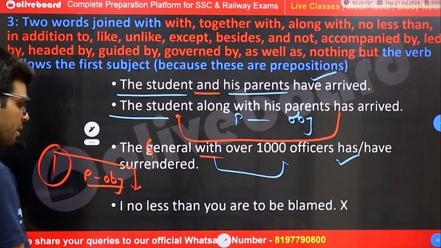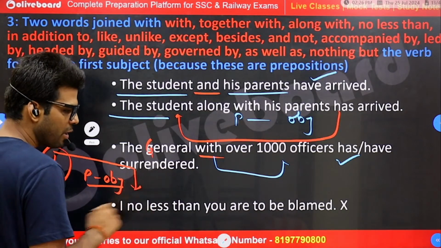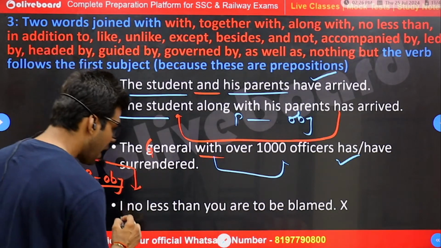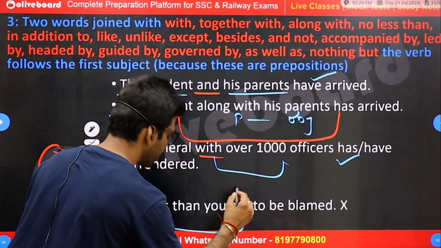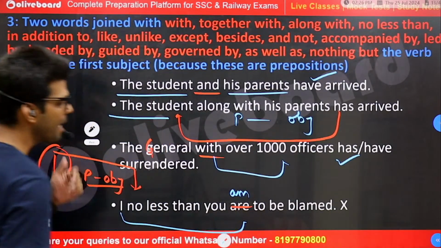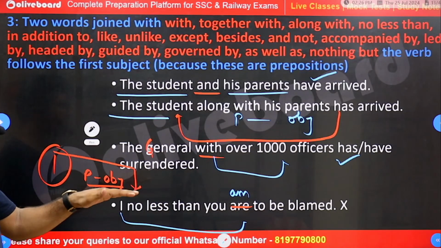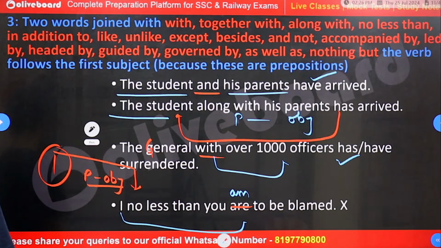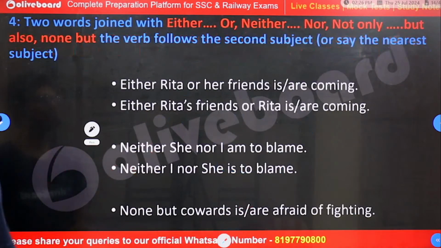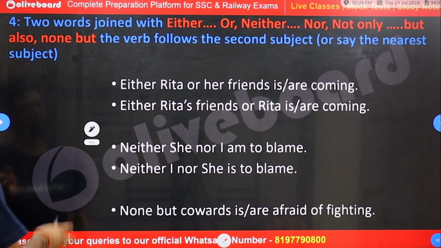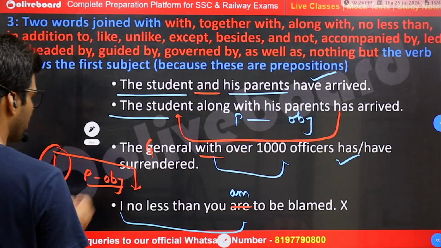The same is happening here. I, no less than you. I'm not less than you, so I am to be blamed for this loss. No less than you, I am to be blamed no less than you. Okay, doubts welcome. So with those words, we get the first term as the subject because they were prepositions.